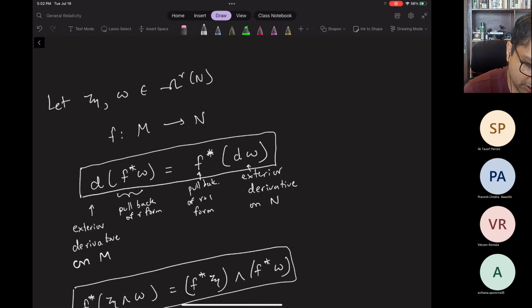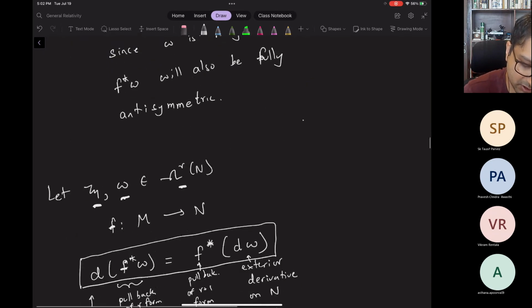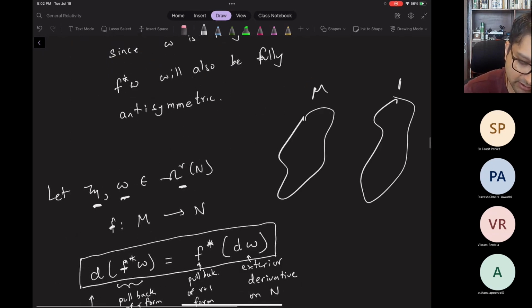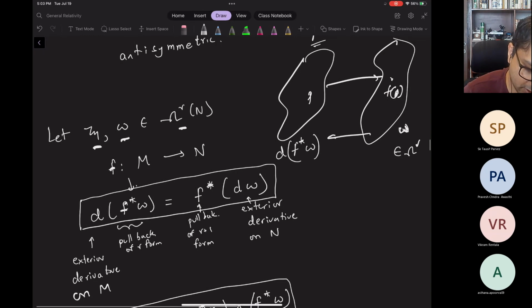Now, just a few more things. So if xi and omega are r-forms on the manifold N, and F is a map from M to N, then what we can do is take F* omega. Let me just draw the picture here. This is M, this is N. This is P, this is F of P. There is some (0,r) tensor, some r-form here, which belongs to Omega^r. I pull it back, I get F* omega, that's here. And now I take the exterior derivative on this manifold M, of the pullback of the r-form.